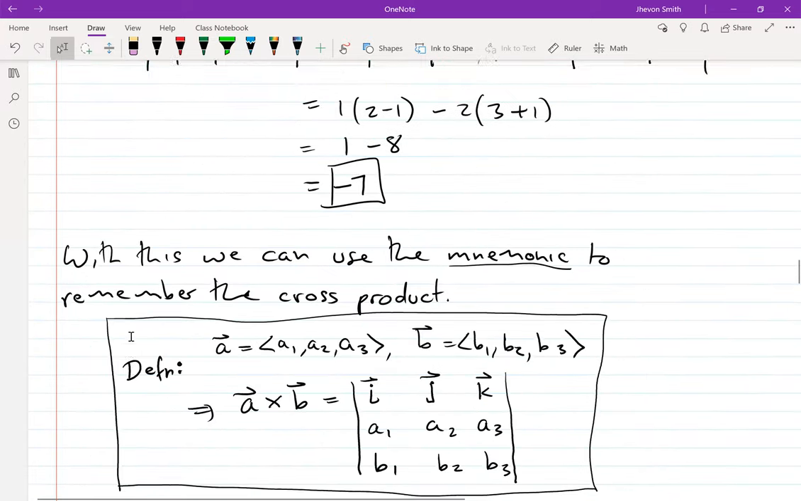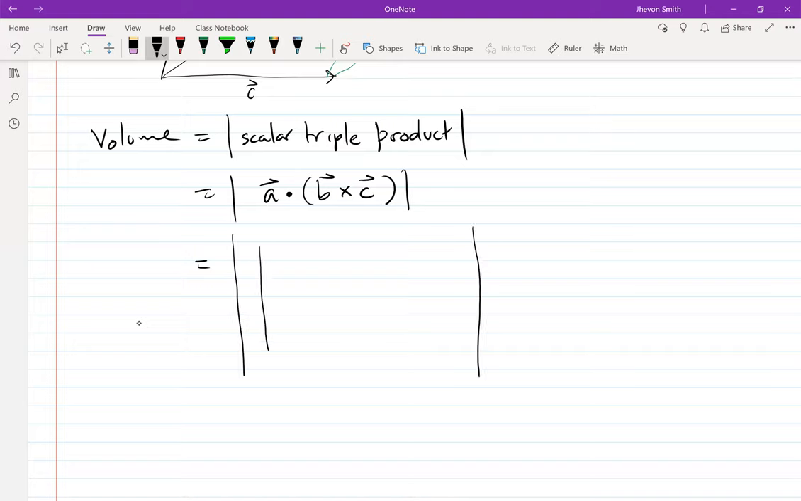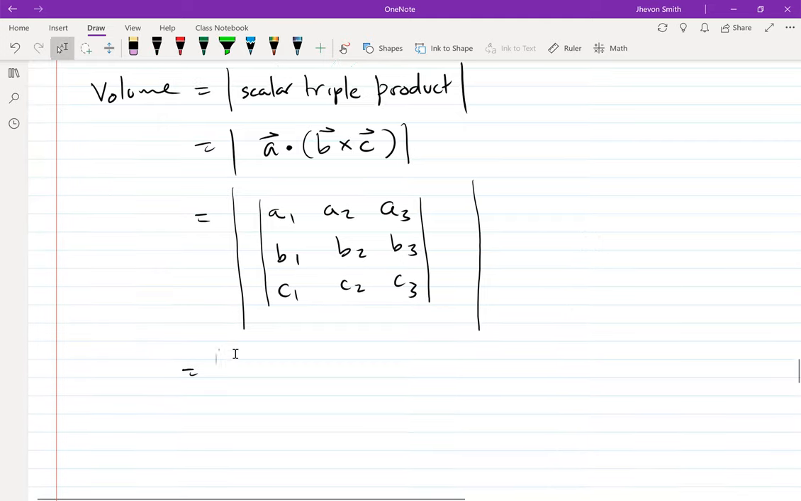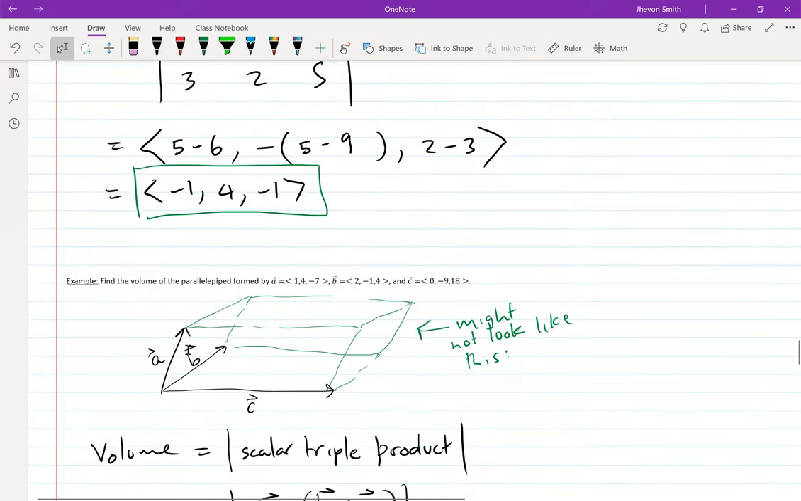However, here's how it's actually going to look, by the way. It's going to be the magnitude of this determinant. Just list the A's along the top, so the A gets replaced by the IJK, the B's along the second row, and the C's along the third row. And just find the determinant. And whatever the determinant is, you're going to actually take its magnitude to return a positive volume. So in this case, A is 1.